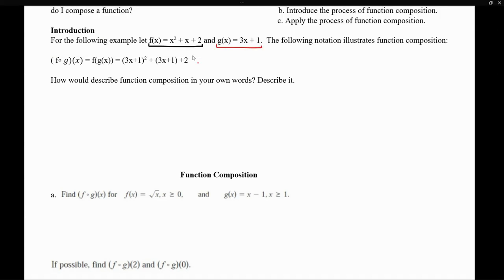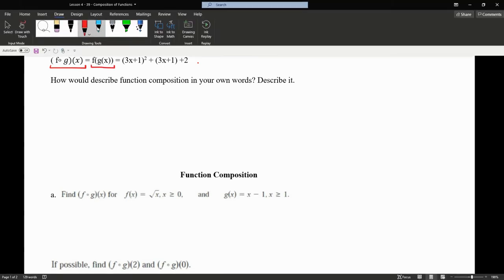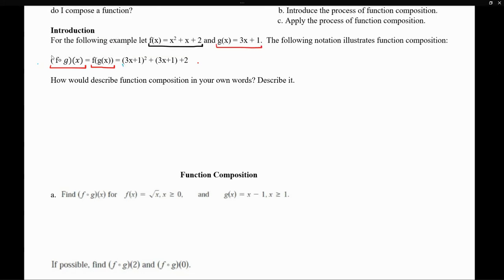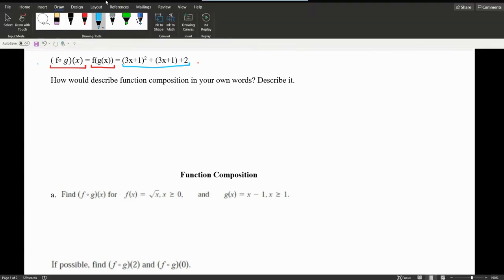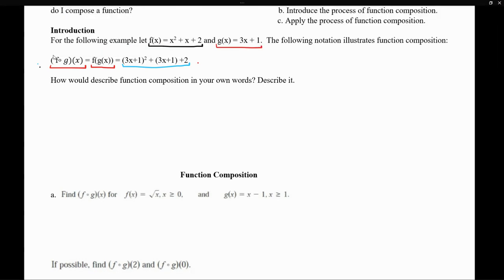And now it says the following notation illustrates the function composition. So this is the notation that we'll be using for function composition. And this is actually the result of what we're going to do, which we refer to as function composition. And now the question is, what exactly happened here? What do we mean by a function composition? The first thing that you might notice by the notation is the following. Notice what this is trying to say here.